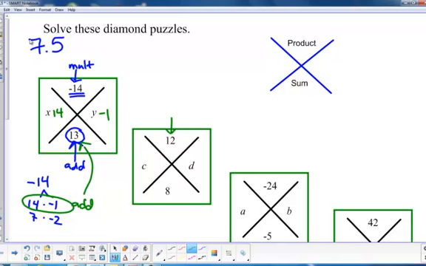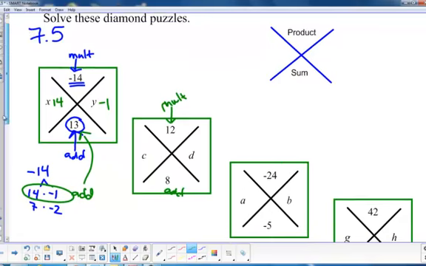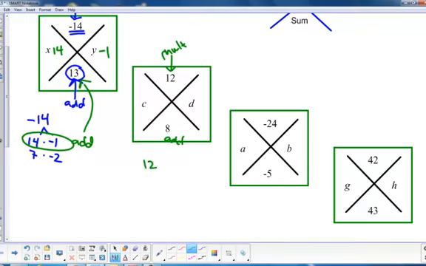Okay, the next one, two numbers that multiply to give 12 and that add to give 8. So here's 12. Since it's a positive 12, we're just going to write out our factors of 12. 1 times 12, 2 times 6, 3 times 4. And which of these adds to give 8? 2 and 6. So 2 and 6 are our two answers in whichever order.